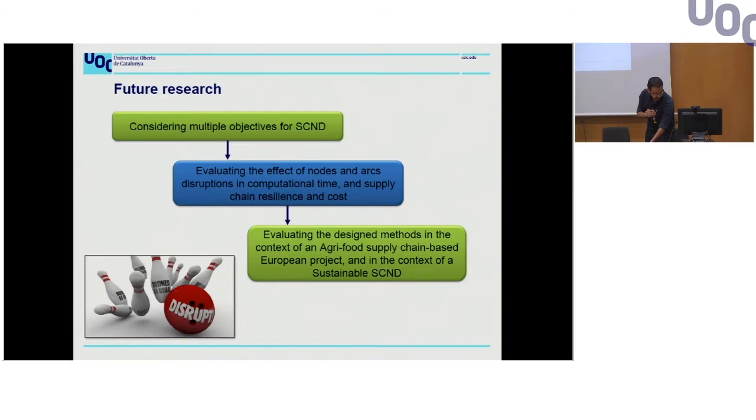And this is our future work. We can consider, like I said before, multiple objectives for the resilient supply chain network design. We can evaluate the effect of nodes and arcs disruptions in computational time of these algorithms that we are going to design, and in the supply chain resilience and cost. And we can evaluate the design methods in the context of an agri-food supply chain, and in the context of a sustainable supply chain network design.